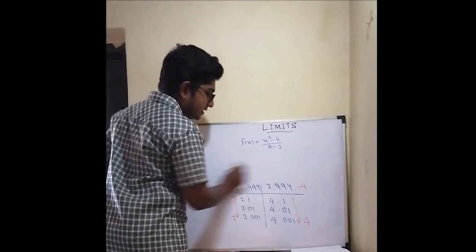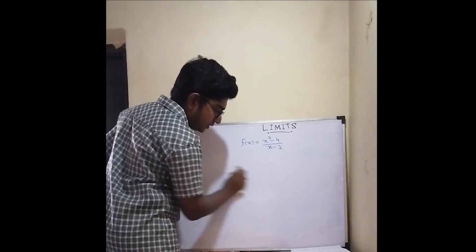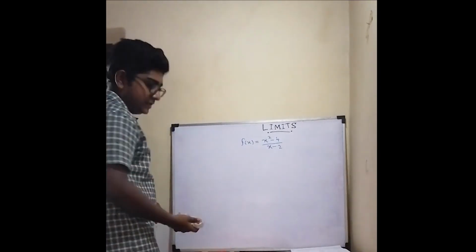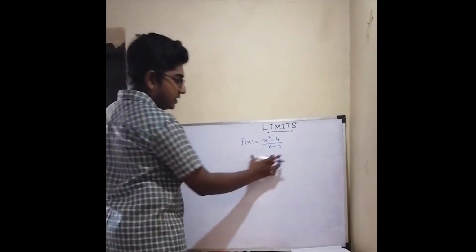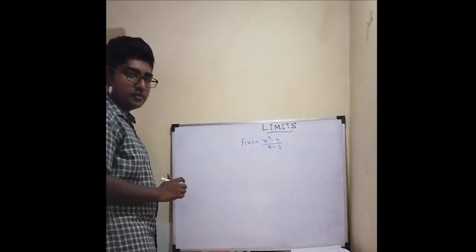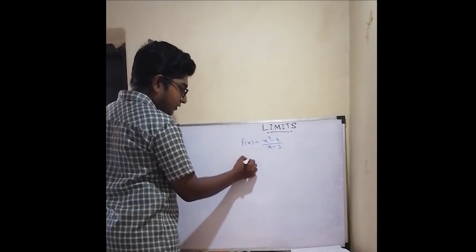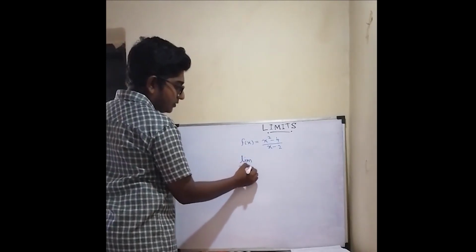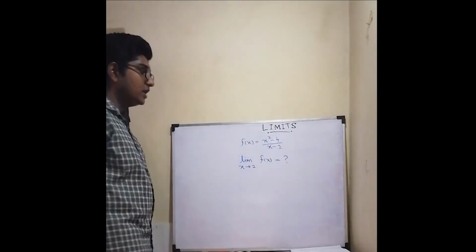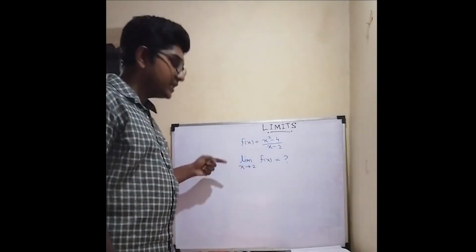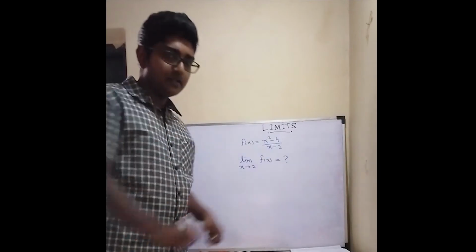So on the limits, you will be given the question in this manner. They know this is not defined when x equals 2. Then the only thing you have to calculate is this. They are asking what is the value of this function when x tends to 2, not when x equals 2.